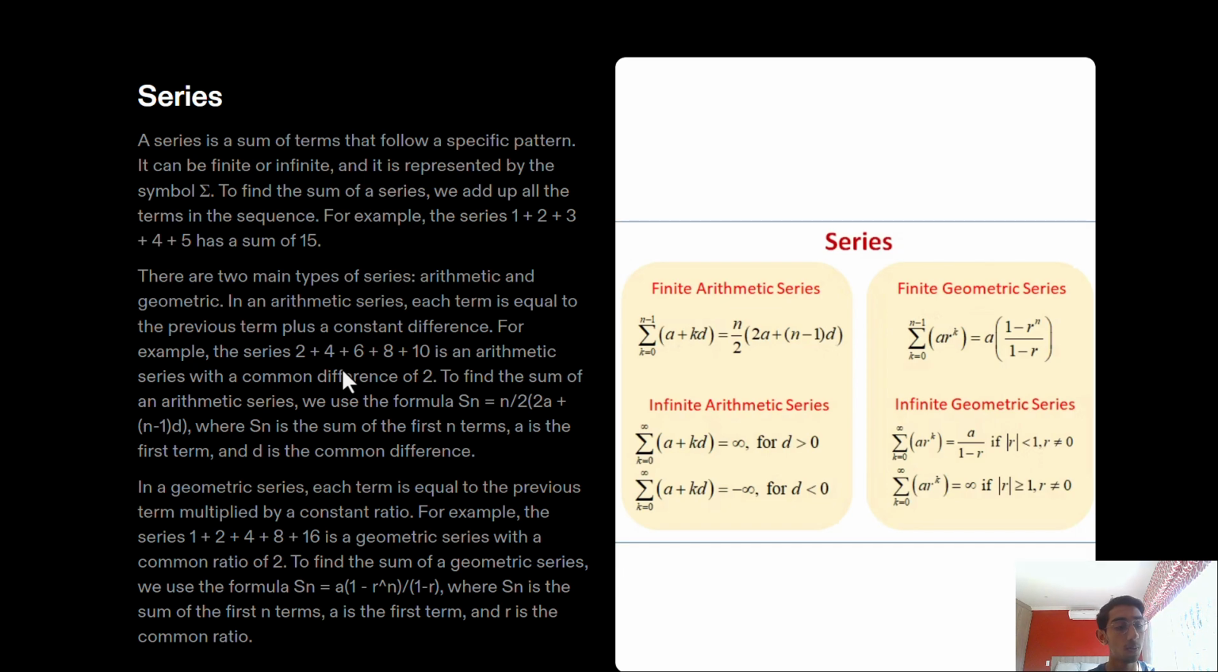For example, the series 1 plus 2 plus 4 plus 8 plus 16 is a geometric series with a common ratio of 2. To find the sum of a geometric series, we use the formula Sn equals a multiplied by (1 minus r to the n) over (1 minus r), where Sn is your sum of the first n terms, a is your t1 or your first term value, and r is your common ratio.